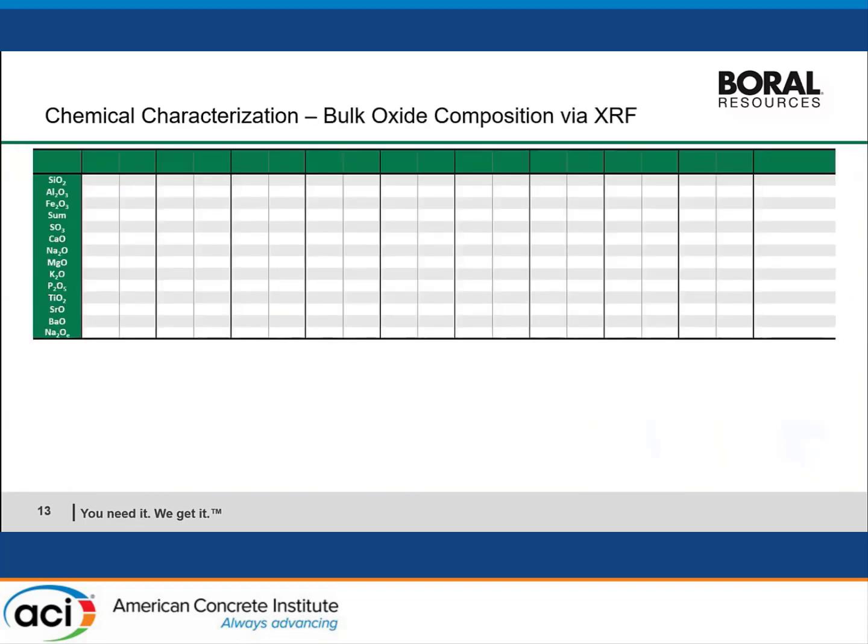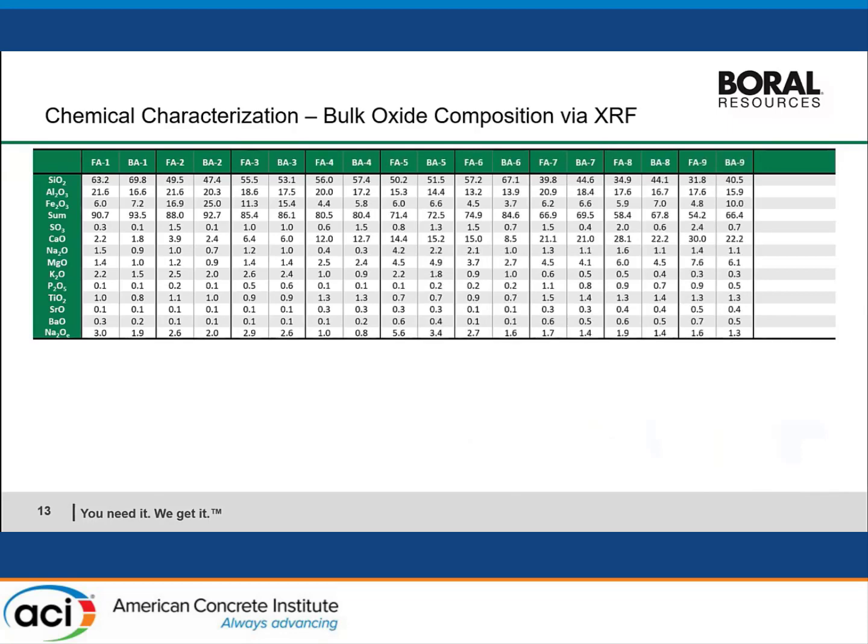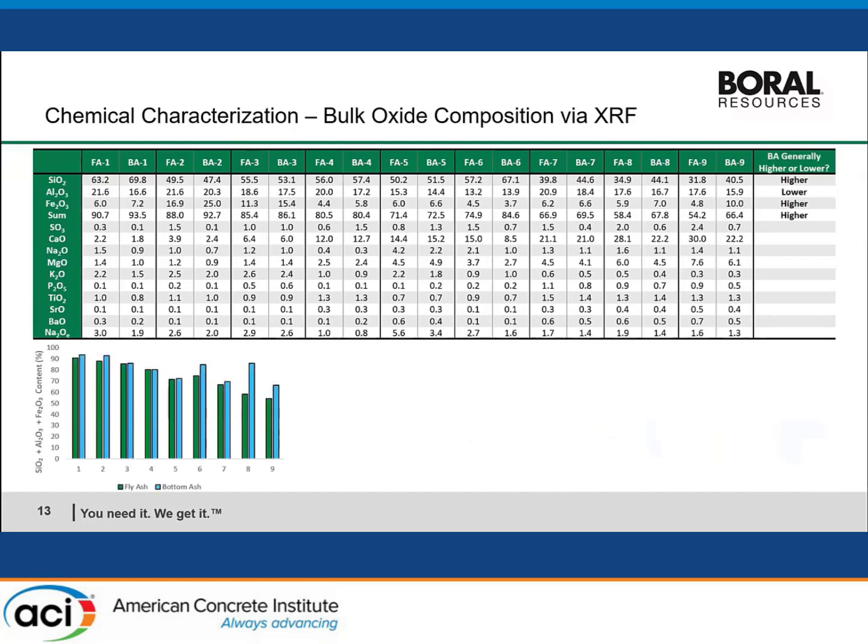Next step in looking at the chemical characterization is the bulk oxide composition, which we obtained via XRF. Now again, this is way too much data to put up on a screen and expect anyone to make any sense of it. So I'm going to put a little cheat sheet here at the end and show what I feel are the more interesting conclusions to draw. The first is that bottom ash tends to have higher silica and iron content than alumina content. However, in 618, we tend to look at the sum of those three oxides. And when you add those all together, we see that bottom ash typically has a higher sum of those major oxides than fly ash.